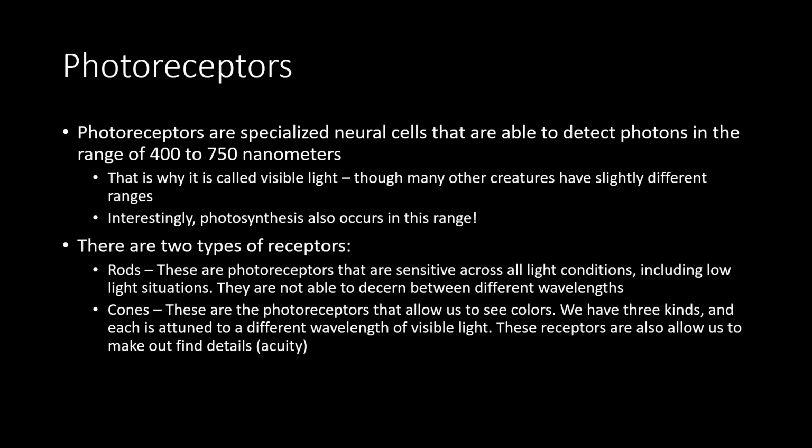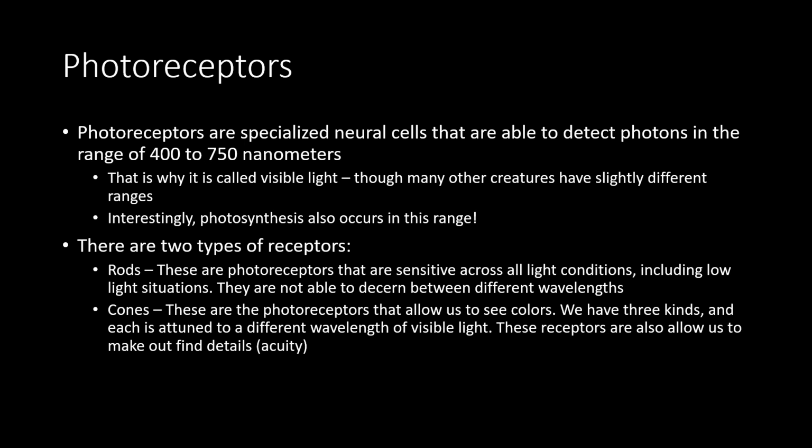The cones, on the other hand, allow us to see color because we have three different kinds, and each different kind is attuned to a different wavelength of visible light. Now, the way they allow us to discern different colors, especially the huge gradient of hues that we're able to see when we only have three of them, is that they're firing at different rates. And we'll talk about this more as we go through this lecture of receptive fields.